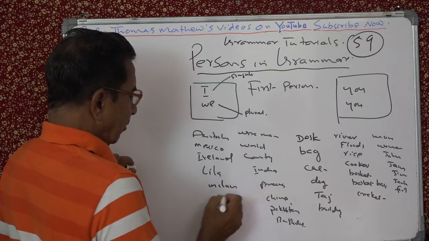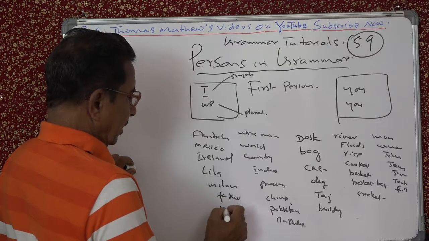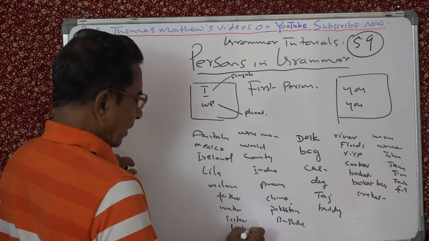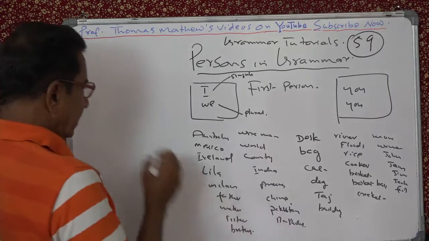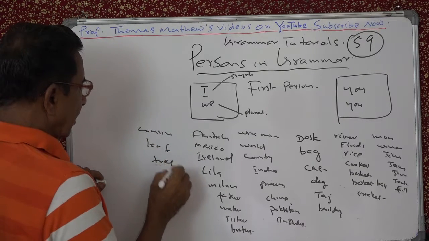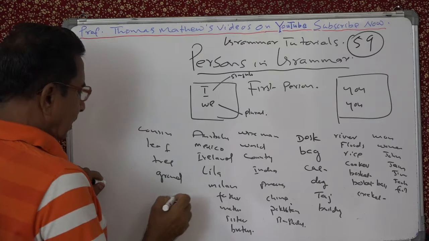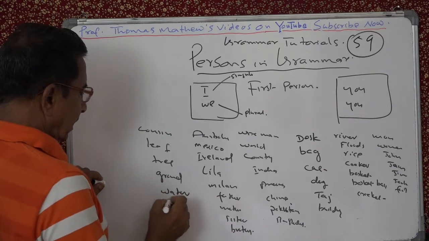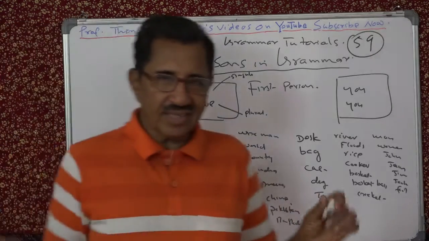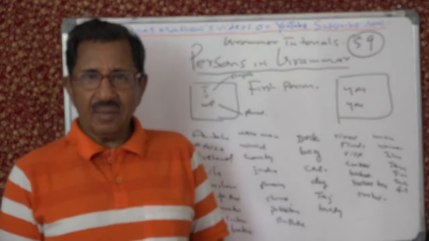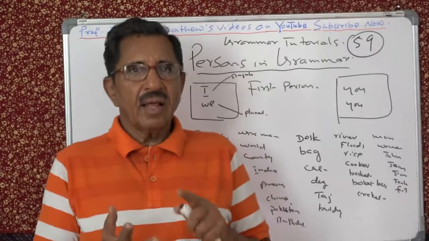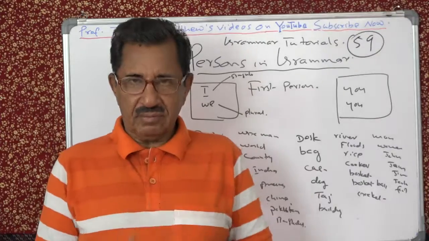Milan, father, mother, sister, brother, so then, cousin, leaf, tree, ground, water, rice, jam, all the things are third person. Can be singular and plural also, depending on the gender: masculine, feminine, and neutral.